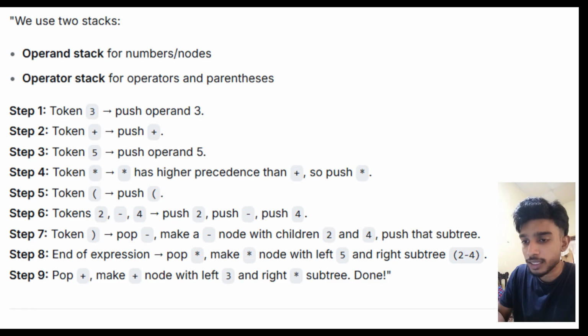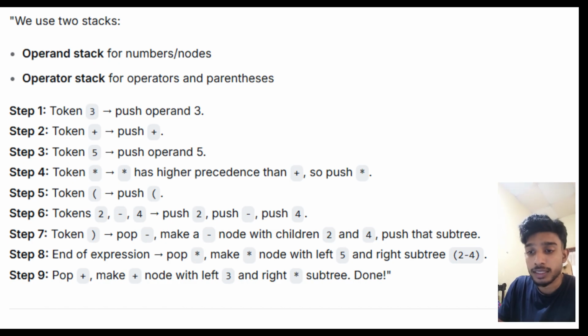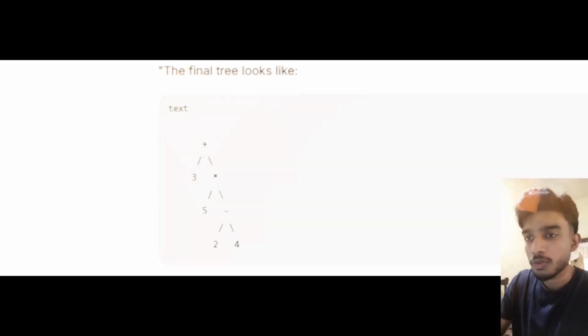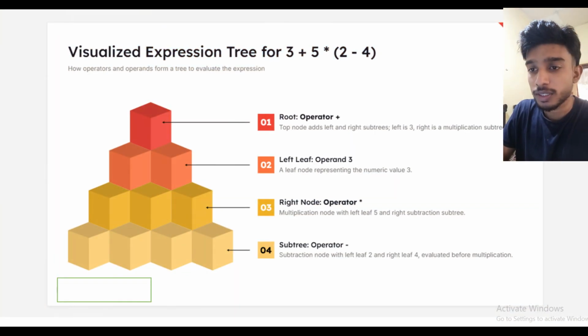Combine 5 and the 2 minus 4 subtree. Finally, the plus mark is popped. Combine 3 and the multiplication subtree. This gives us our final tree root. Now you can see what the final tree looks like. This is the visualization of the final structure of the expression tree.